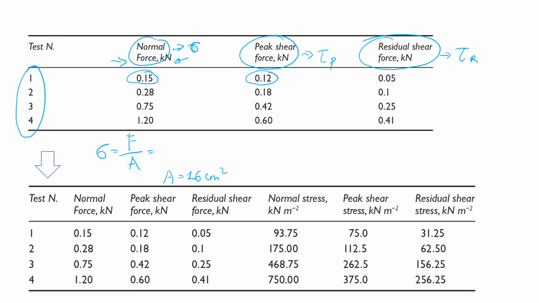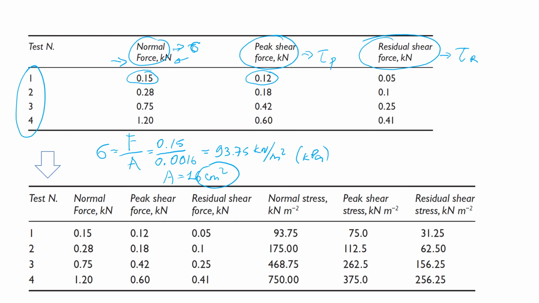We'll do it together. So we have normal force, which is in kilonewtons, 0.15, divided by area. You see here we have square centimeters. We need to change it to meters. So when we change it to meters, it's going to be 0.0016. So the answer that we're going to obtain, which is 93.75, will be in kilonewton per square meter, or another way, it's in kilopascals.